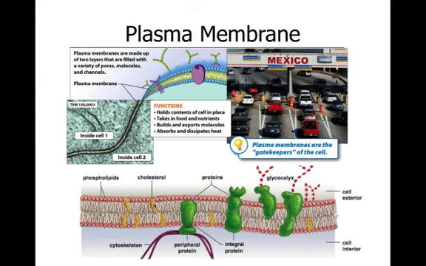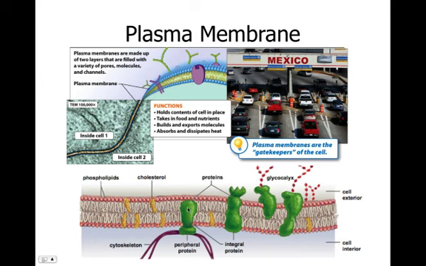You can see that that is because it is embedded inside of our plasma membrane. And that is going to allow the plasma membrane to be fluid. It allows it to maintain the optimum fluidity. Also, we can see that we have proteins embedded in our plasma membrane.